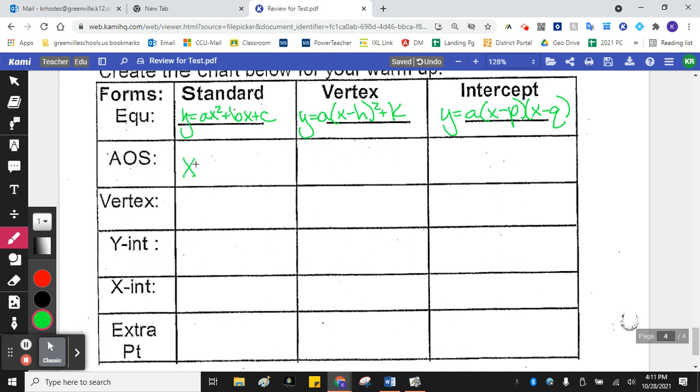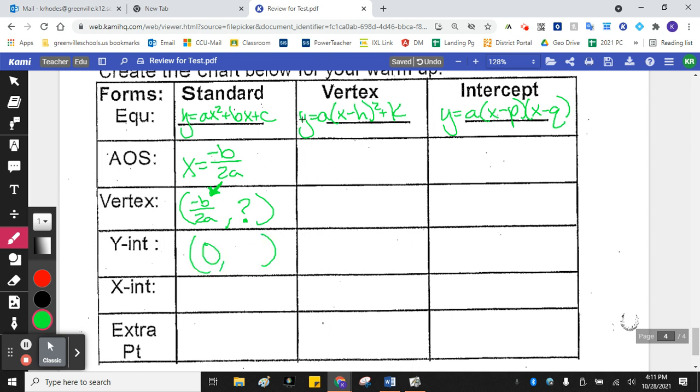Axis of symmetry, x equals. A, B, and C are the letters in this one. So negative B over 2A. Your vertex, I said it in the video already, is always the axis of symmetry, so negative B over 2A. You have to solve for y. Once you have an x in an equation, you plug in your x to find your y.